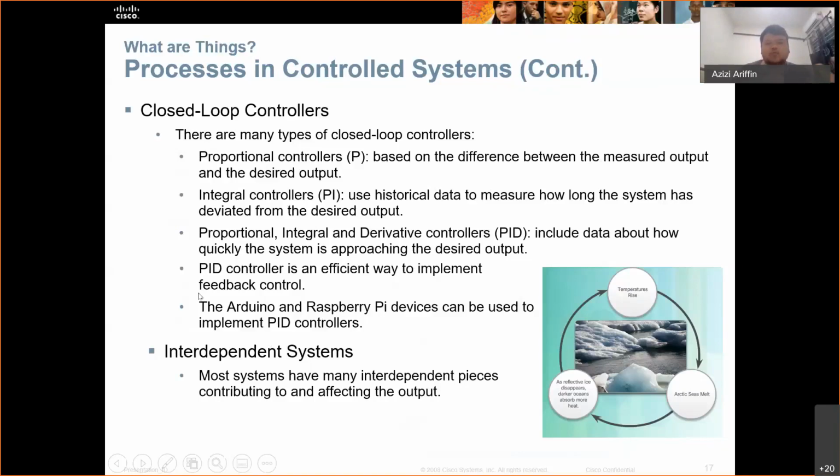Dan juga kita ada Arduino and Raspberry Pi which can be used to implement PID controller yang ni. Pasal Arduino and Raspberry Pi tu, it is programmable. Orang panggil programmable. Kita boleh letak our algorithm there. Okay. So independent system. So most system have many independent piece contributing to and affecting the output. So of course dalam IoT kita ada input, lepas tu kita ada controller, kita ada output, dan kita ada macam-macam.